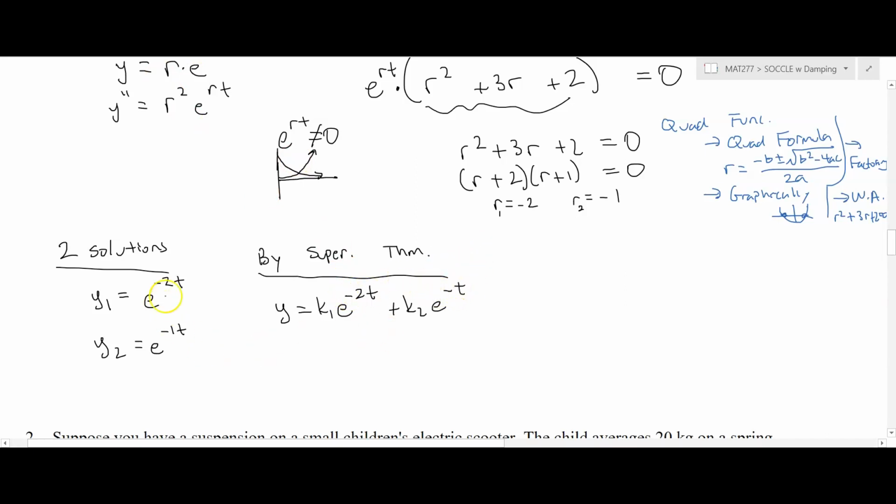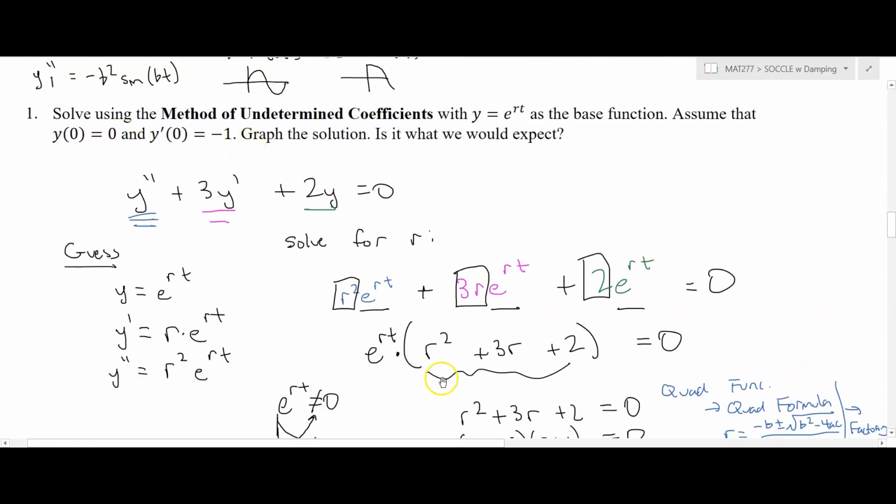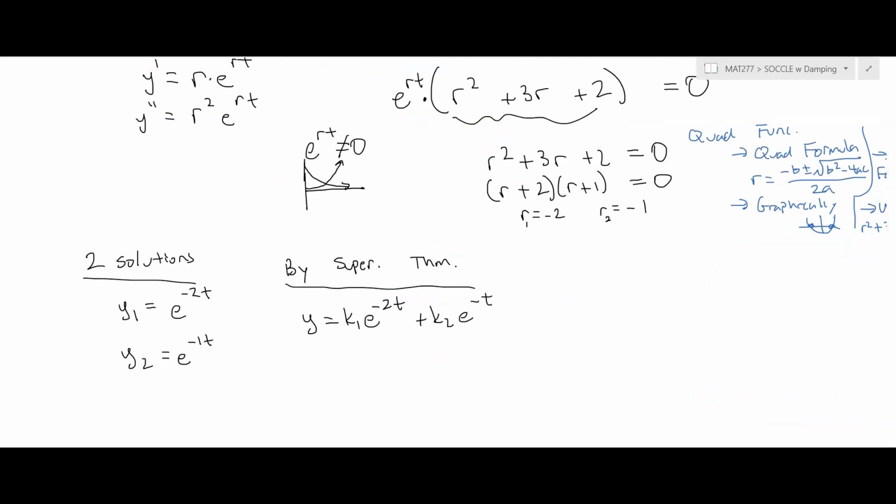To do that, we see that our initial position is 0 and our initial velocity is -1. So remember, this is position. In the same way, we need to find the velocity function, which is the derivative of the position function. So the derivative of this will be -2 k1 e to the -2t minus 1 k2 e to the -t, because of the chain rule.